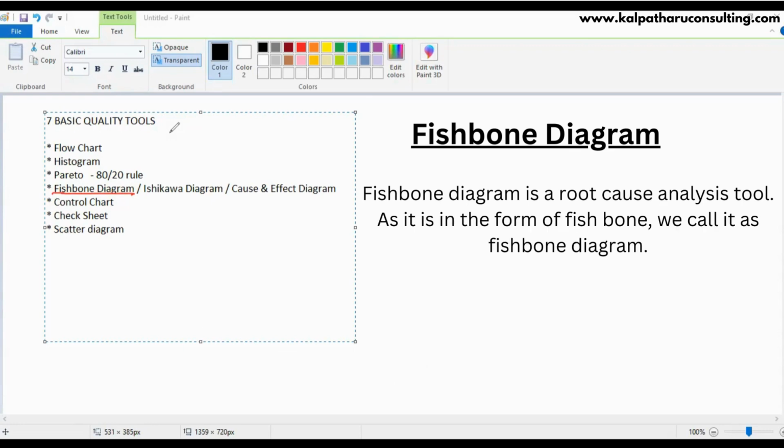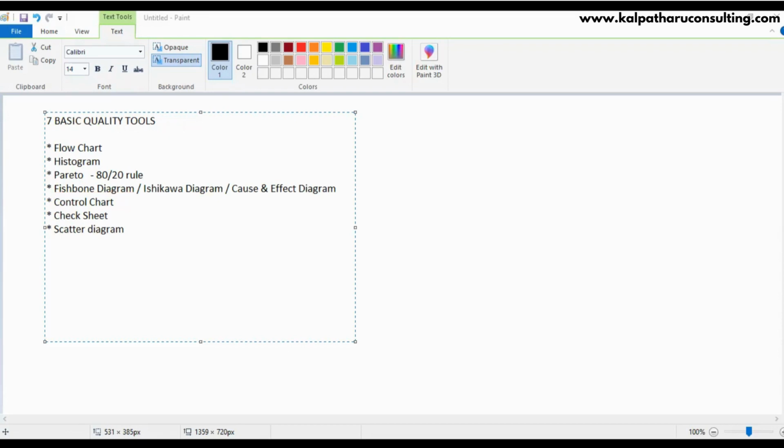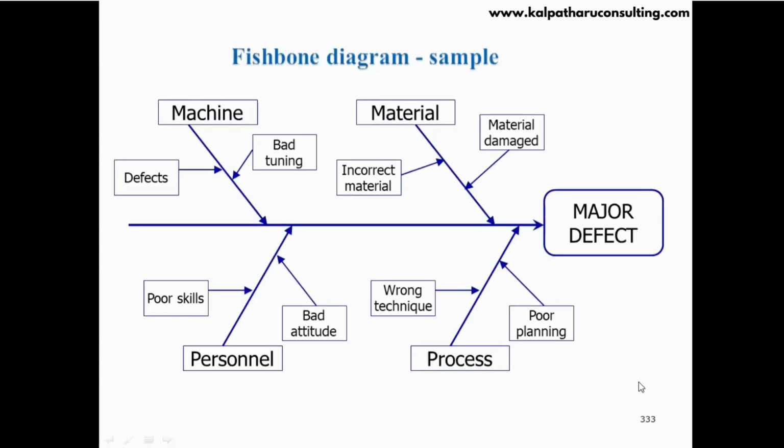As it is in the form of a fishbone, we call that a fishbone diagram. So let me show the image. Let's take an issue which you want to address: major defects. There are more defects, and you want to arrest those defects.